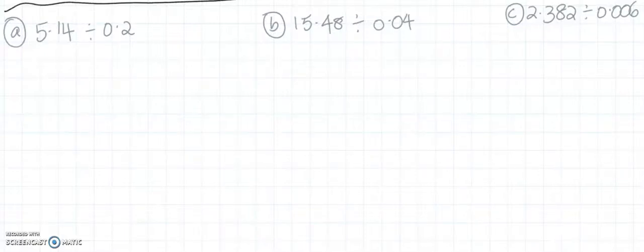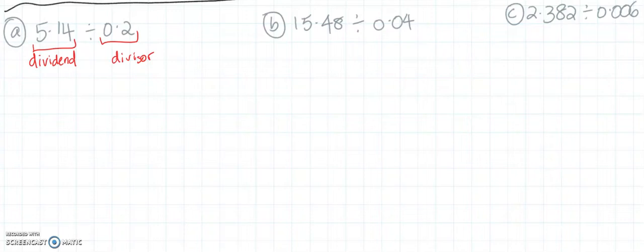Okay, the last bit of dividing decimals is where we are dividing a decimal number by another decimal number. Let me quickly tell you the names. The number that you are dividing from is called our dividend, and the number that you're dividing by is called a divisor. Both of them are decimal numbers. For this one, there are certain steps that we need to follow.